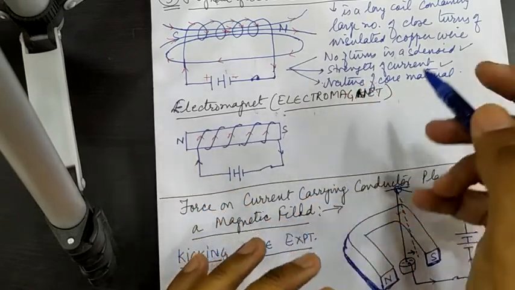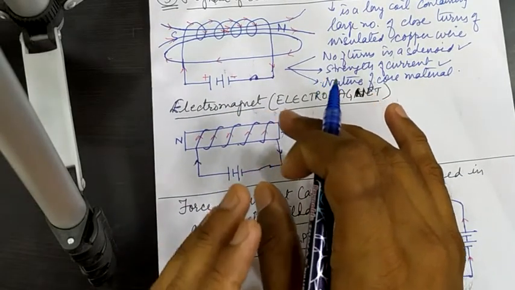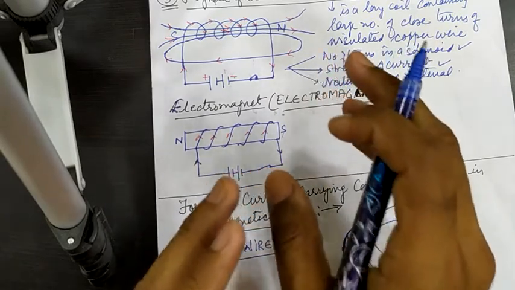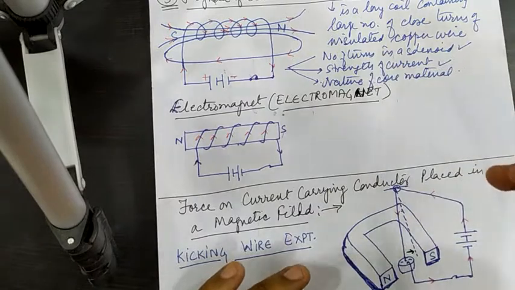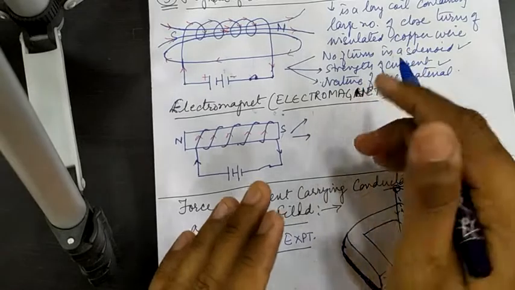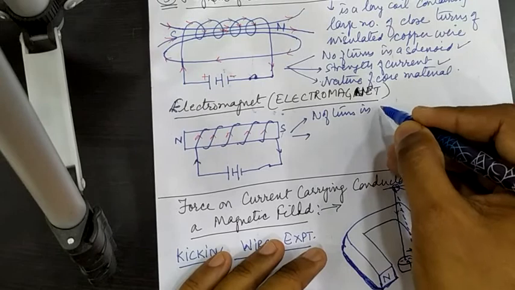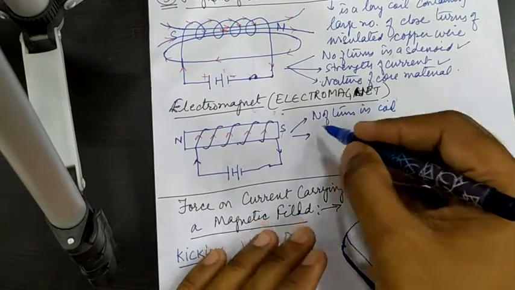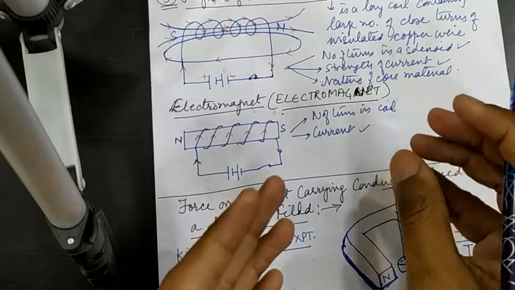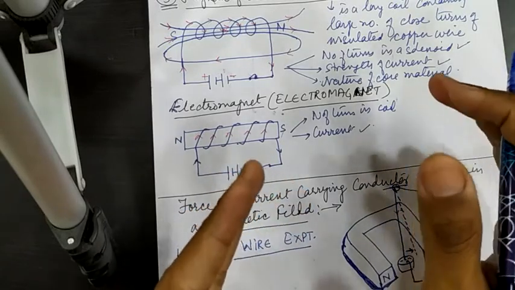That's why we use a soft iron core instead of steel, because steel won't lose magnetism when the current is stopped. So steel is not used for making electromagnets. Here also its strength depends, firstly, on the number of turns in the coil and the current flowing in this coil. If the current is increased, the strength of the electromagnet also increases.